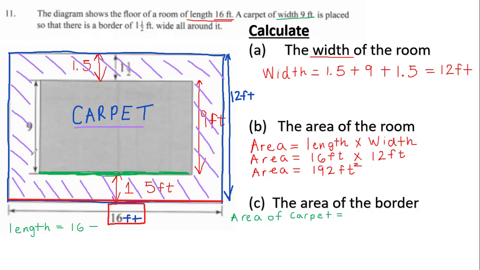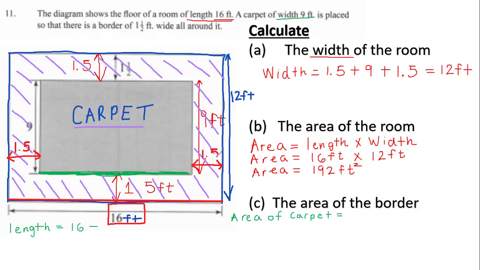But we know that this is 1.5. So that means that this here is also 1.5. Oh, okay. Yeah. So this is 1.5 here. And so that's 1.5 times 2 take away 16 feet? Exactly. So this is also 1.5 as well.